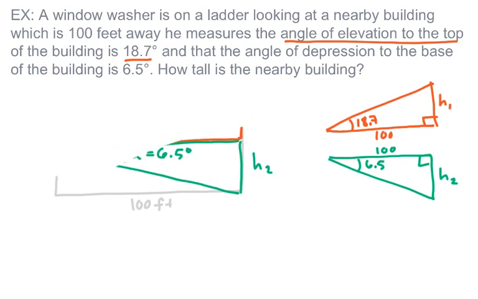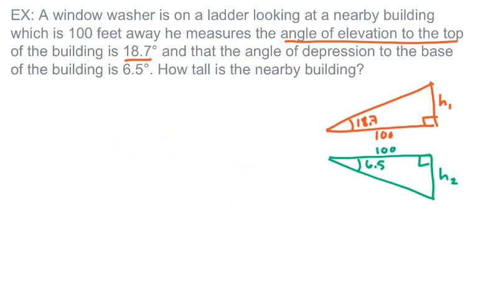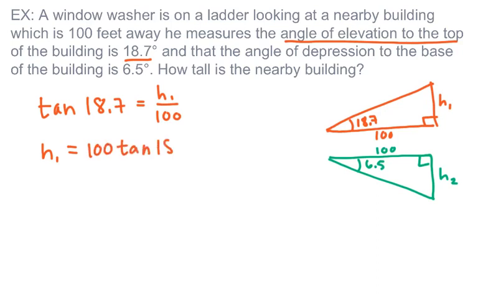So I'm going to erase my first drawing so I have more space on my screen. So for my red right triangle, I have an adjacent side, and again, I'm looking for an opposite side. Opposite and adjacent lets me know I'm going to use tangent. So I can say that tangent of 18.7 equals opposite over adjacent, h sub 1 over 100. Or rather, h sub 1 equals 100 tangent 18.7. So this number is exact right now. When I type it into my calculator, I'm going to get an approximate decimal. So I'm going to wait and add this exact number to the exact number I get from this second calculation, and I'll do that in my calculator all in one step.